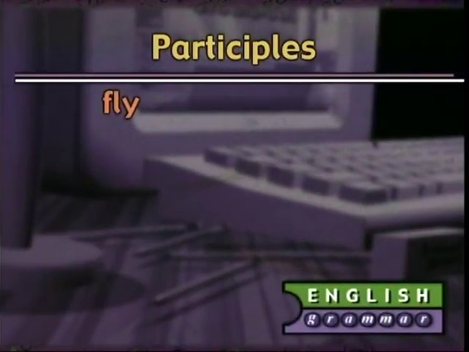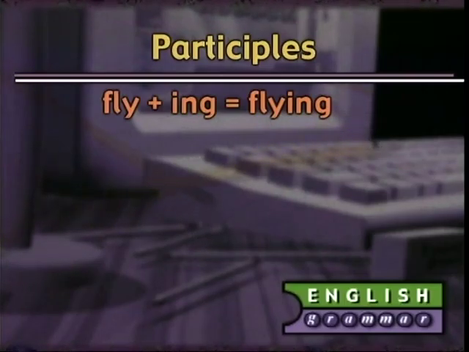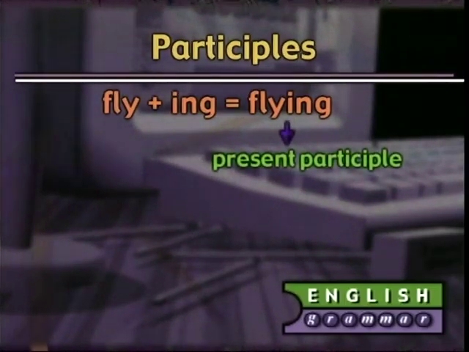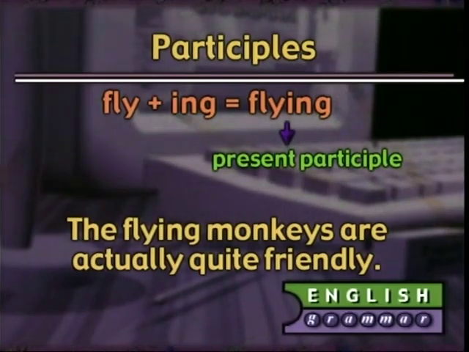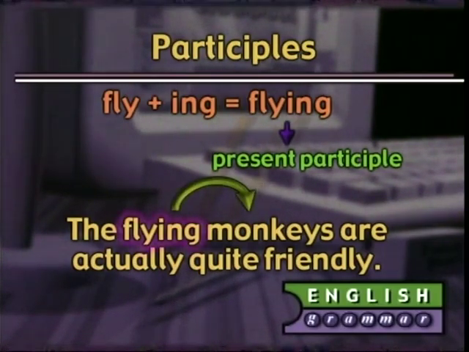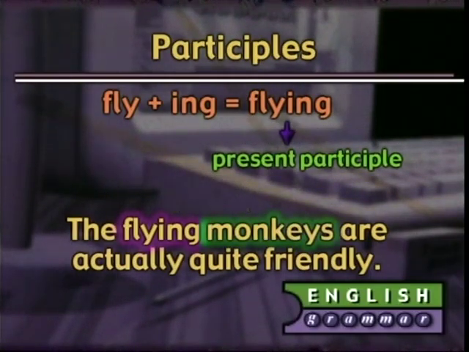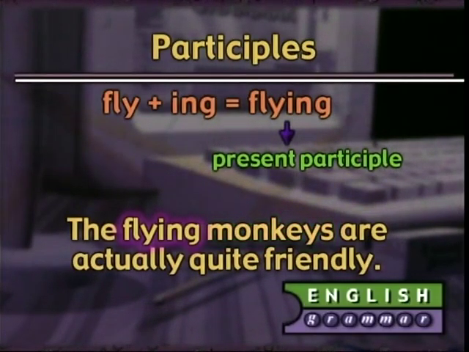So we can take the verb fly and add ing, which gives us flying. Now we have the makings for a present participle, and we can use it in a sentence like, the flying monkeys are actually quite friendly. Notice how the word flying in this sentence is being used to describe the noun monkeys. This would make it an adjective, not a verb. Hey, looks like we have a prime example of a present participle.